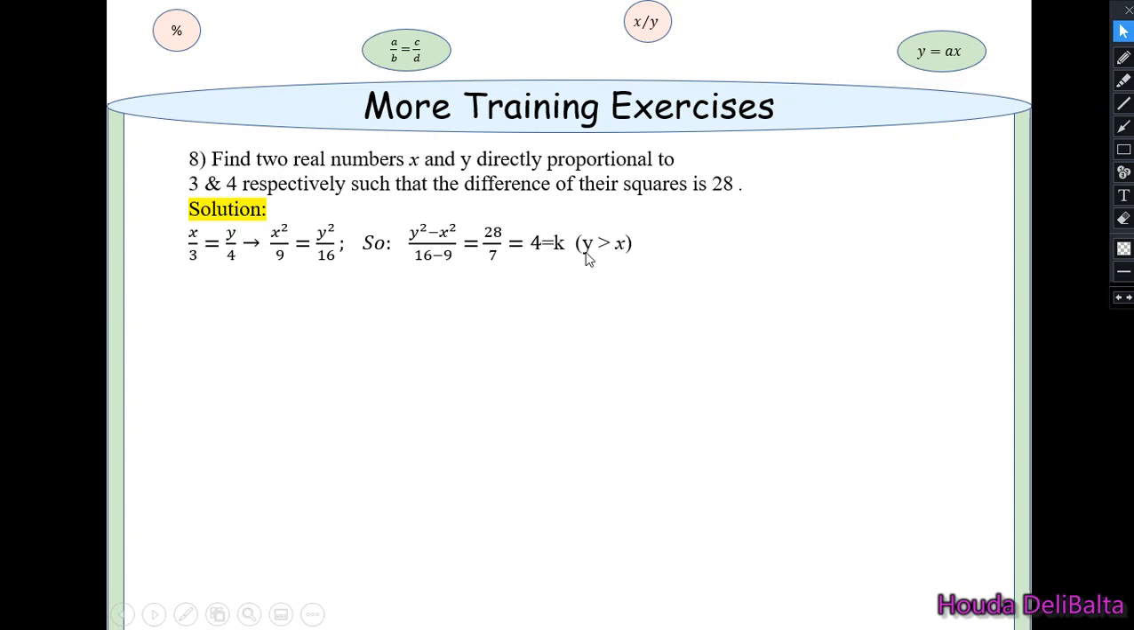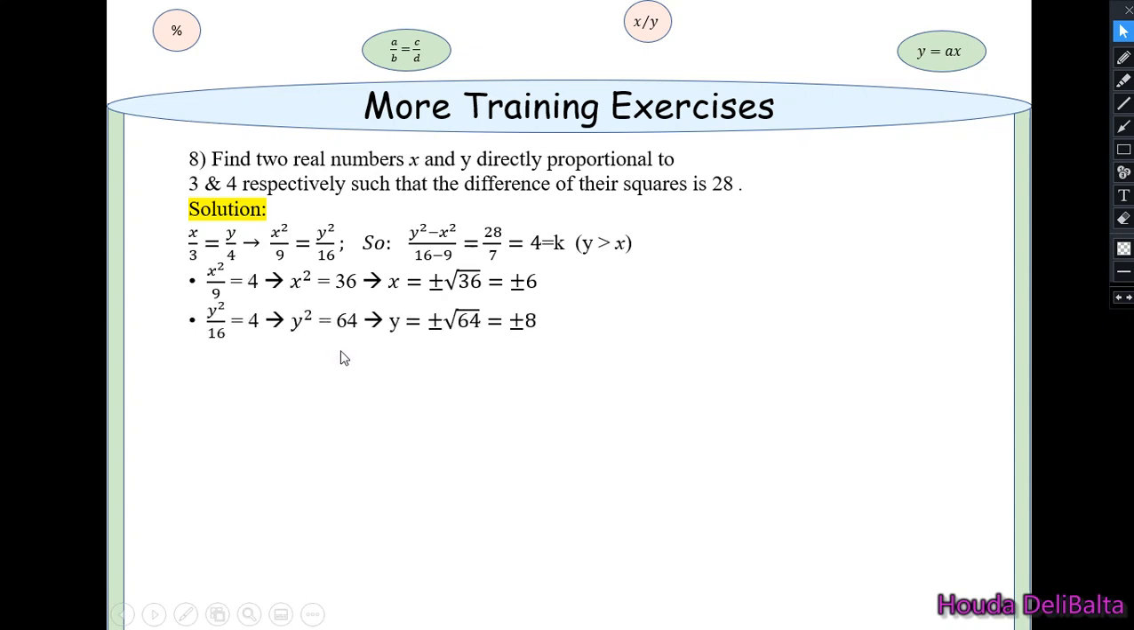Note that I write here that y is greater than x, and I mentioned the reason. Now I found the constant. How to find x and y? I go back to x squared over 9 equals 4 by cross multiplication, then x squared is 36, then x is plus or minus radical 36, which is plus or minus 6. Because it's a variable, I have to find the square roots of 36, because plus 6 or minus 6, when squared, will give me 36.